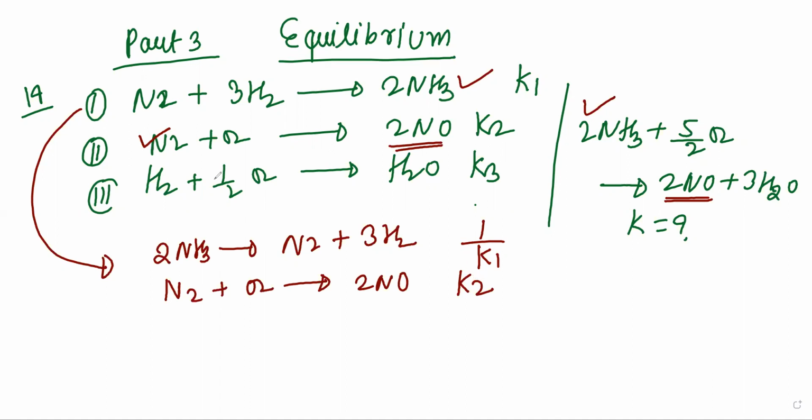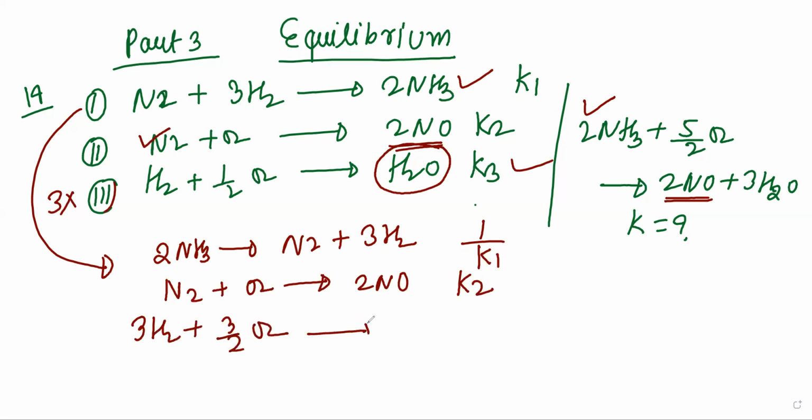Now see the 3 moles of water is there. So in the third equation you have to just multiply by 3. Then multiply the third equation by 3. So it will become 3 moles of hydrogen plus 3/2O2 produce 3 moles of water. So the equilibrium constant will be K3 raised to cube.